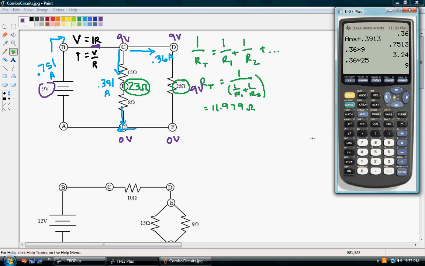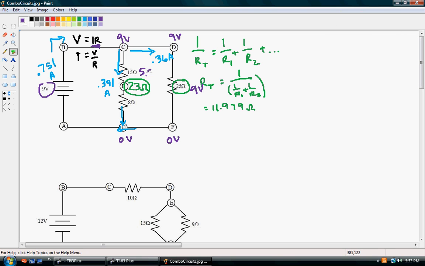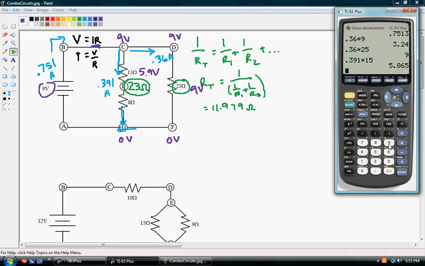It's a little bit trickier when you have two resistors in series with each other. So we have a current of 0.391 times the 15 ohm resistor, so it uses 5.9 volts. And then we have 9 volts at the beginning. We used 5.865, so we should have about 3.13 left at letter E, at the 8 ohm resistor. And then the 8 ohms should use about that much because we end up with 0. Okay, so let's see what the 8 ohms of resistance uses. So our current is 0.391.